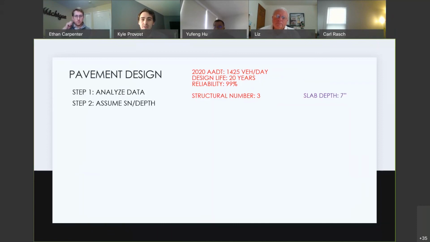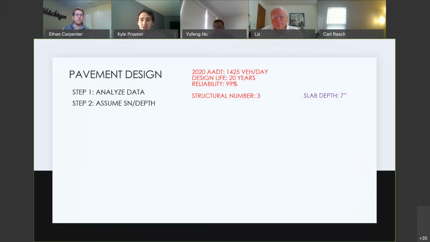It's time to check to see if our assumptions are correct. Using the basic design equations and solving for the structural number and slab depth, we determined that our assumptions were adequate. If the calculated value differed from the assumed value, the axle load equivalency factor, LEF, would change, and the ESAL value must be recalculated and plugged into the associated basic design equations until the same values were obtained.